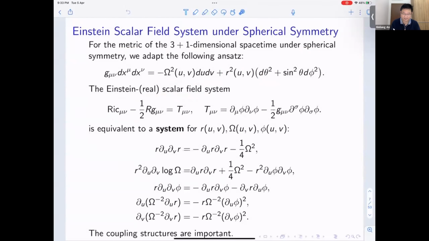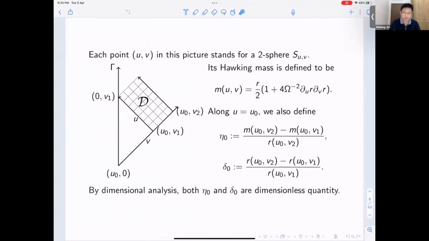I want to mention there are some very important and interesting coupling structures here. They are very useful. Each point here corresponds to a two-surface. We use double null foliation. This will be the constant u direction. This will be the constant v direction. At each point here we can define the Hawking mass, which is defined here according to the metric.